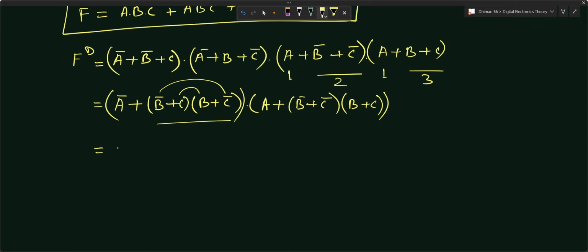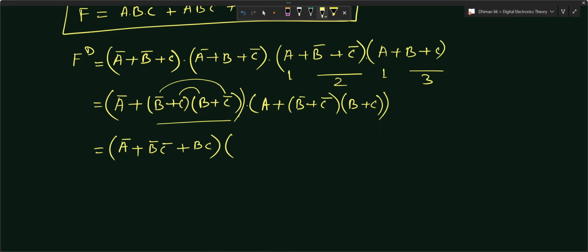Now let me write down here. So a bar will remain as it is. If you are still confused, go through the transposition theorem video on my YouTube. I have already uploaded it, so go through that video, then you will be clear. So a bar will remain as it is. From this term, we can write b bar multiplied with c bar, so b bar c bar plus b c. So this is one term.